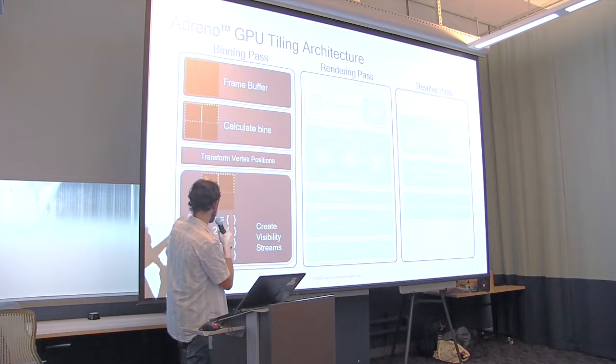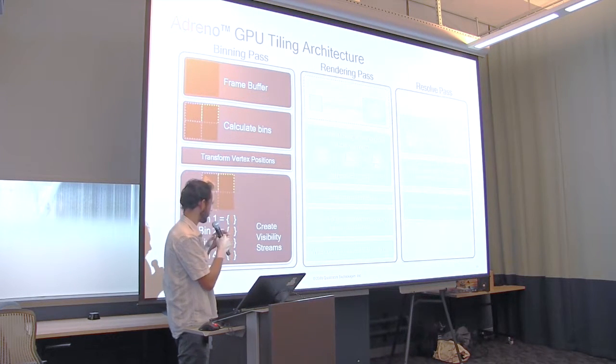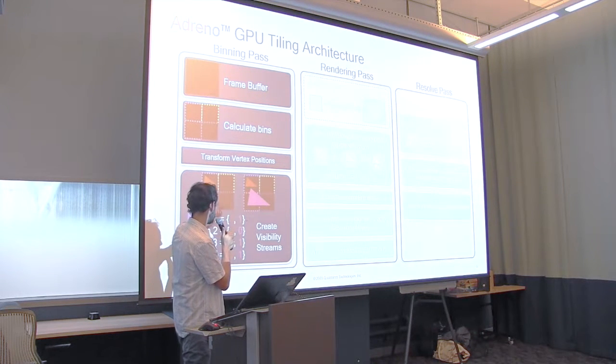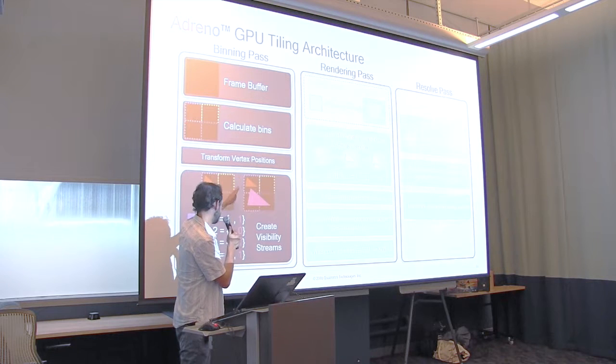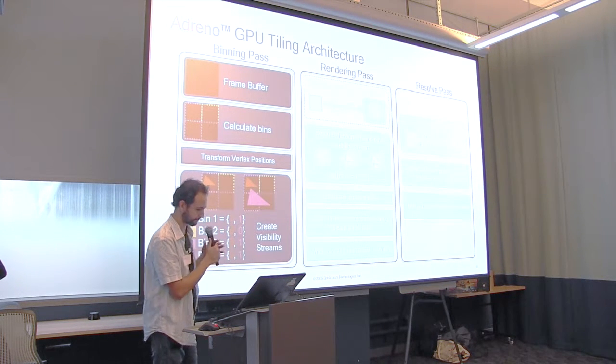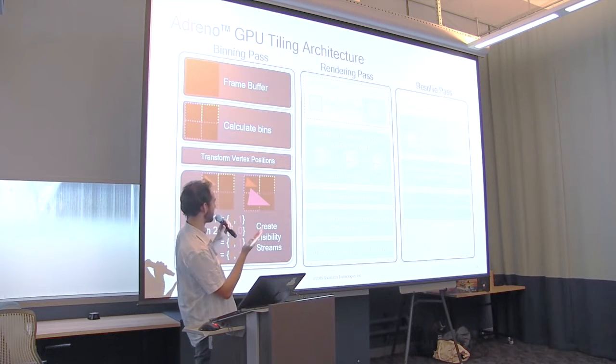So in this case, we can see that only the first bin has a triangle, and the other ones don't have a triangle. Then you keep going. We have a second triangle, and that one appears in the first bin, the third bin, and the fourth bin.